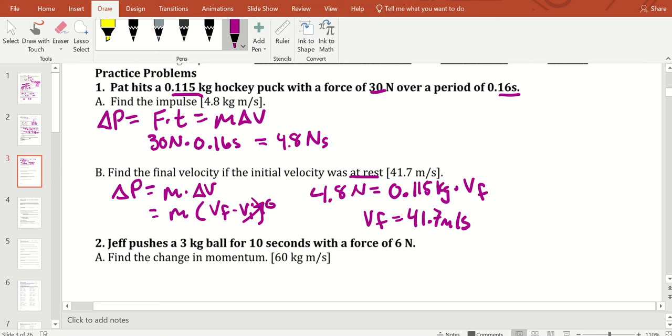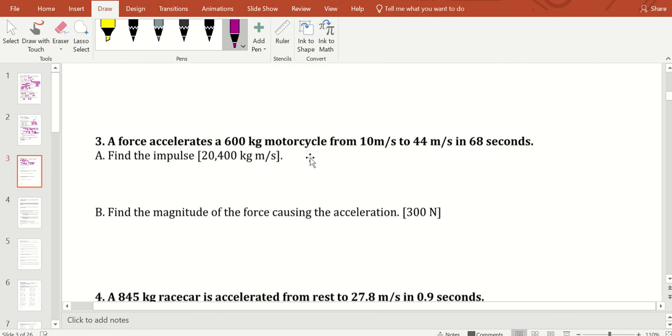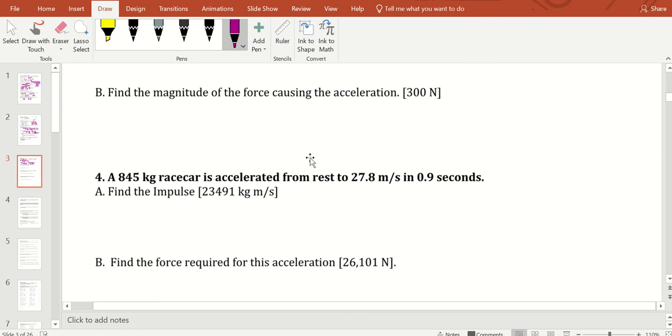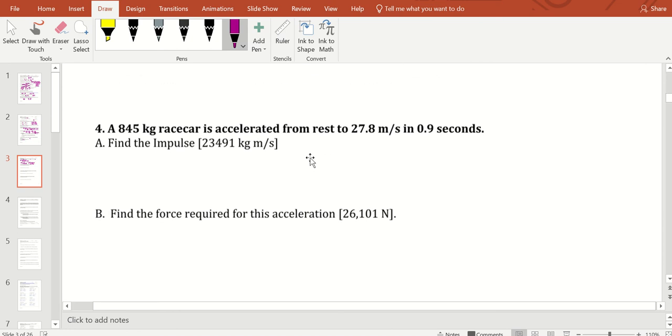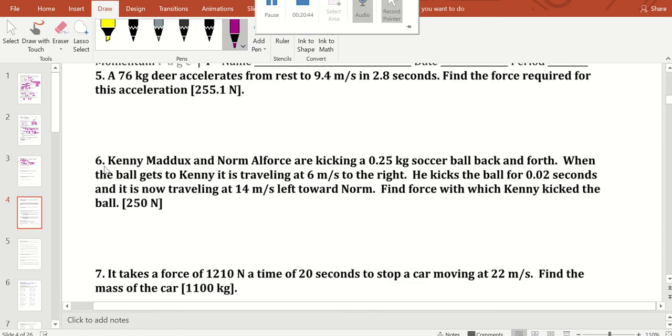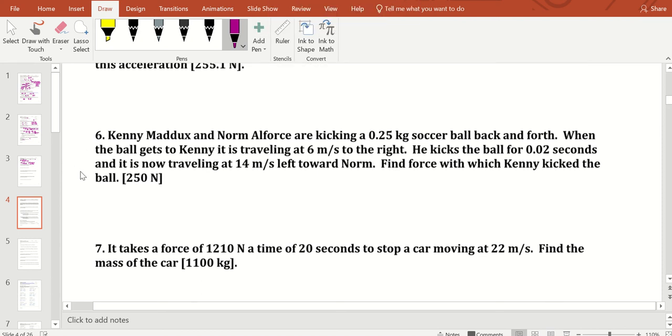So why don't you take a few minutes and go ahead and solve the problems on this page so that you feel comfortable calculating impulse and finding speed, force, time, various practice problems. You have to remember that momentum and velocity are vectors. Let's take a look at problem 6 together.